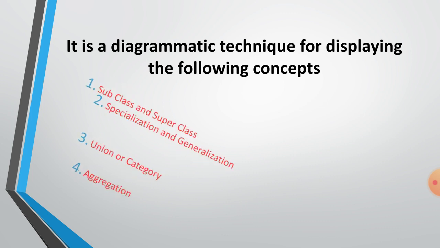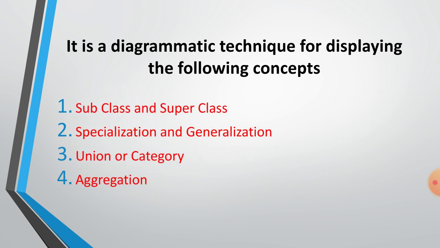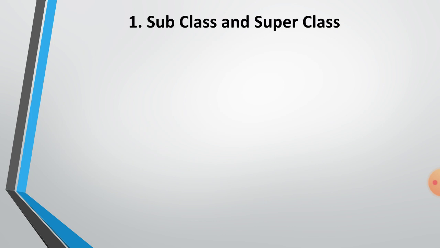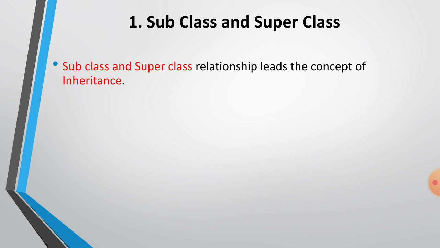What are those four concepts? Subclass and superclass, specialization and generalization, union or category, aggregation. Now we are going to discuss those four concepts in detail. What's the first one? Subclass and superclass. The subclass and superclass relationship leads to the concept of inheritance.